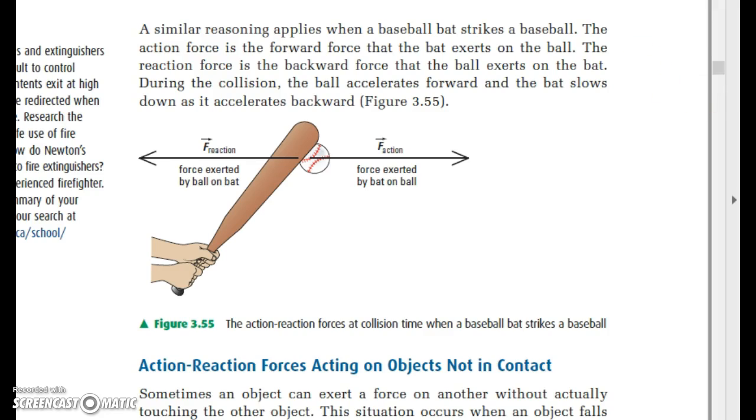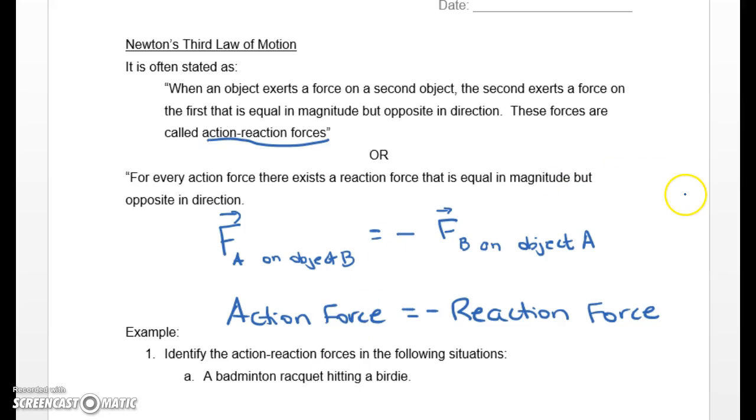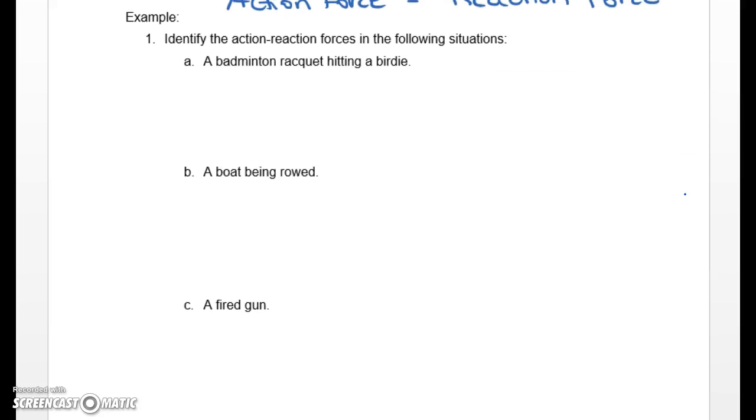But the big idea for Newton's third law is that we just have to be able to identify the action and reaction. So let's do some examples and check that out. Here we're going to identify the action-reaction forces happening in each situation, and that is all that we need to do. In example A here, we have a badminton racket hitting a birdie.